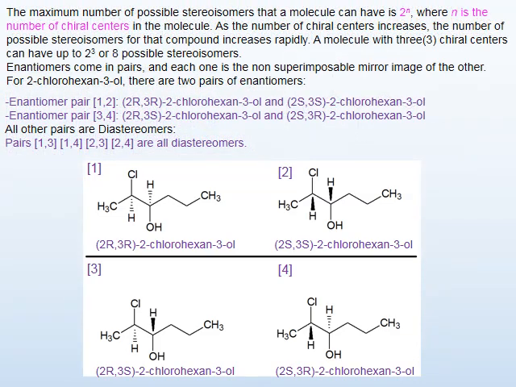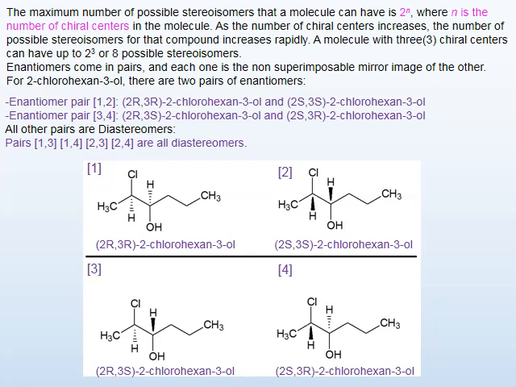The maximum number of possible stereoisomers that a molecule can have is 2^n, where n is the number of chiral centers. As the number of chiral centers increases, the number of possible stereoisomers for that compound increases rapidly. A molecule with 3 chiral centers can have up to 8 possible stereoisomers. Because enantiomers come in pairs, and each one is the non-superimposable mirror image of the other, the compound 2-chlorohexan-3-ol, with 2 chiral centers, has 2 pairs of enantiomers.